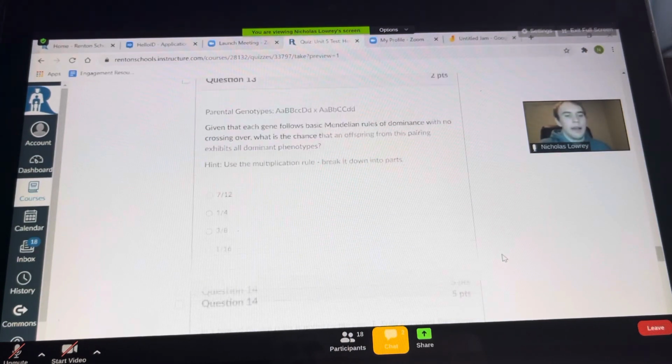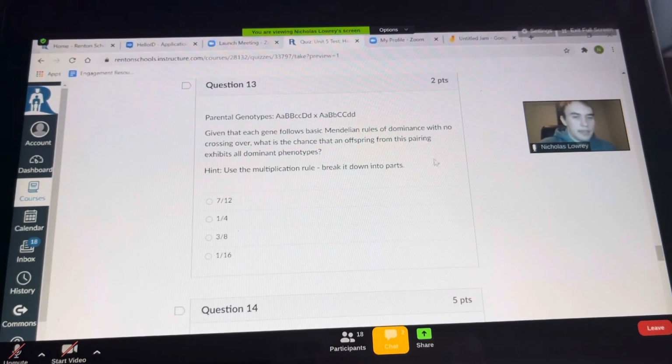And then 13, this has to do with the multiplication rule that we talked about on Monday. I gave you the hint to use the multiplication rule and to break it down into parts. Essentially, all this comes down to is we're looking to see the chance that, based off of Mendelian rules of dominance, our offspring is going to exhibit all dominant phenotypes. So, what's the chance that all of those genes are going to show either the heterozygous phenotype or the homozygous dominant phenotype? And so you do a cross for each of these.